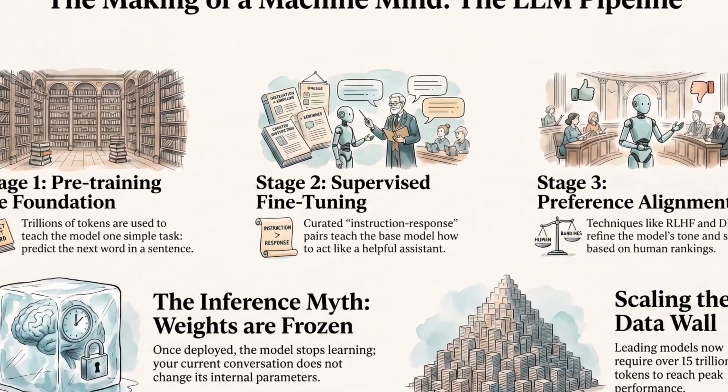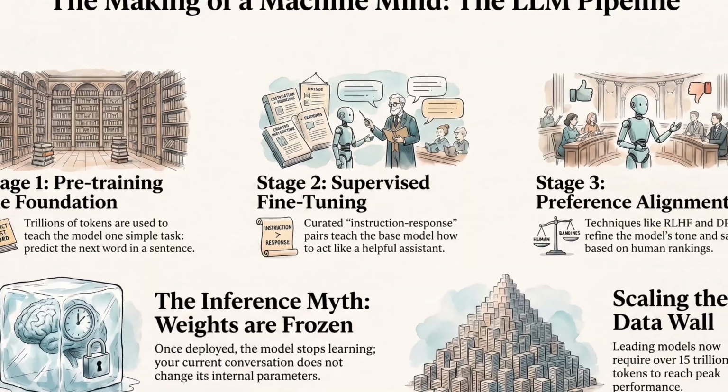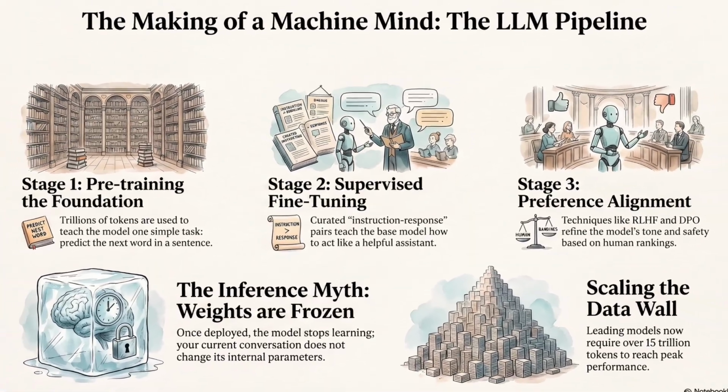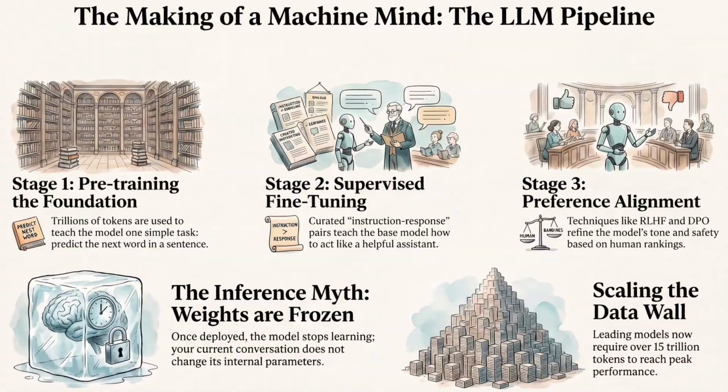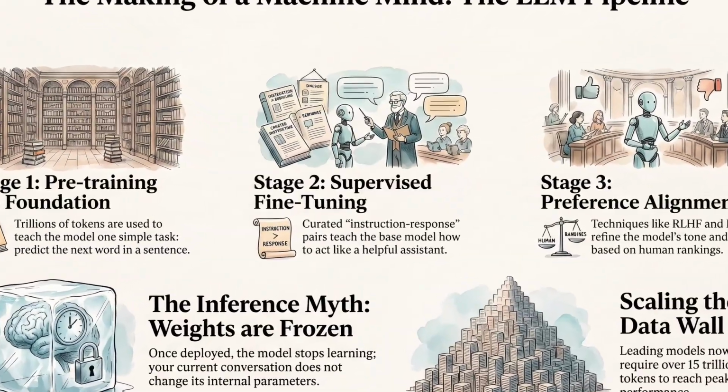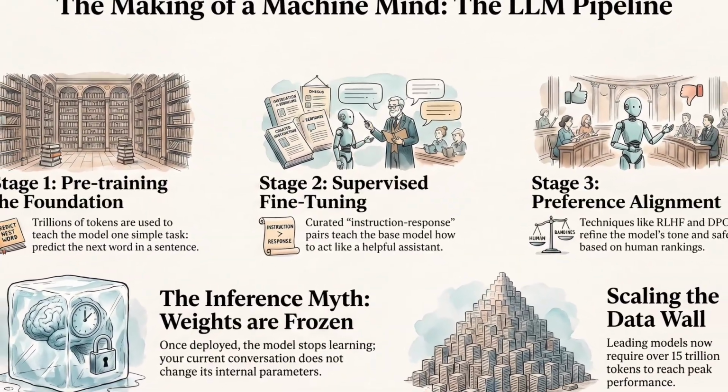And the goal during this pre-training phase is incredibly, almost frustratingly simple. It is entirely singular, causal language modeling. Given a sequence of tokens, predict the very next token. That is it. There is no higher order goal.